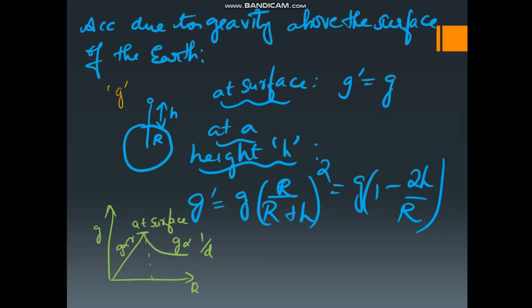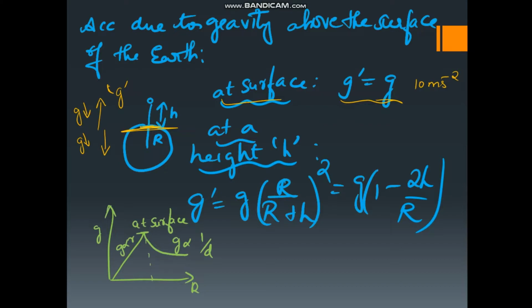It is denoted by the letter g. At the surface of the earth, acceleration due to gravity value is g, that is 10 m/s². When you go above the surface of the earth, or when you go deep into the earth, both times the acceleration due to gravity value decreases.